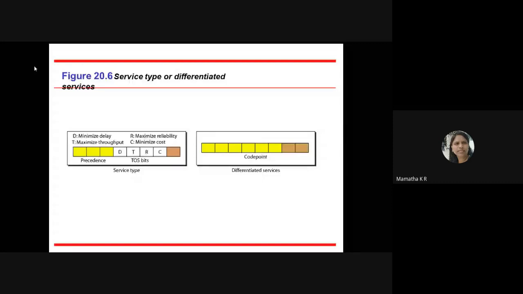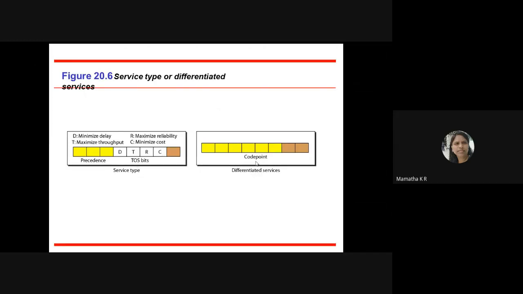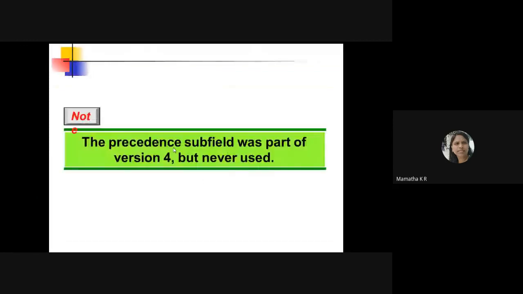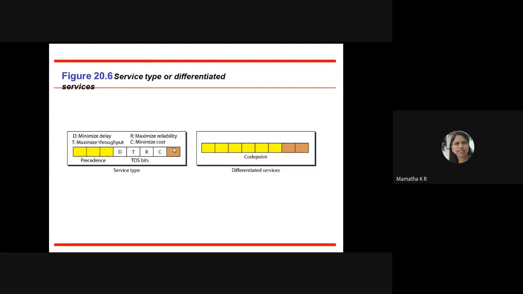Okay, so this was before, and later, nowadays, IPv4 has this type of service which we call differentiated services for improving the quality of the service. Okay, so we have here the code point. Depending upon this code point, it will do one of these things to improve it. Okay, so you can see here, the precedence subfield was part of version 4 but never used. As I told you, precedence was not used. Only these four are used in the service type.